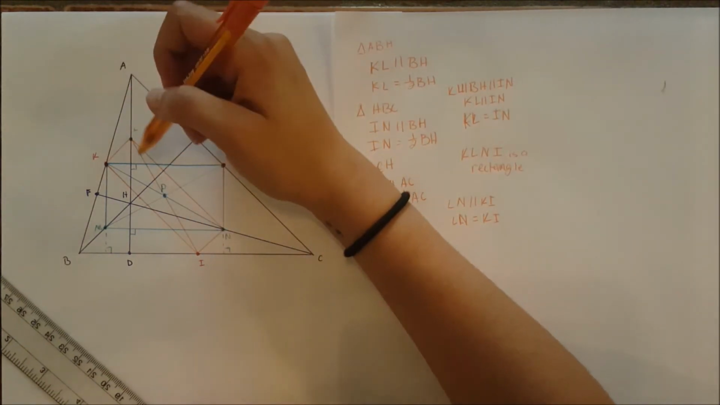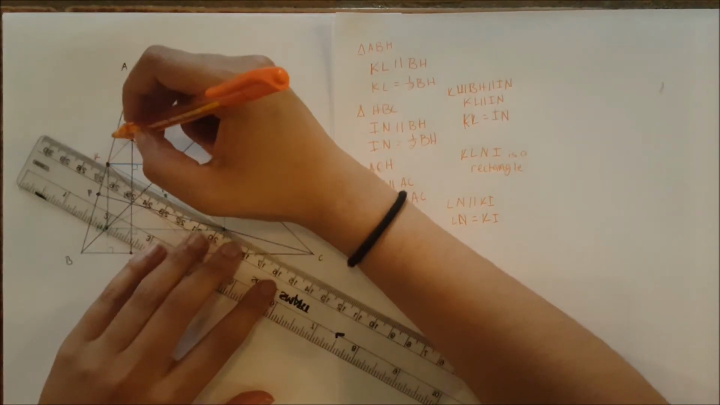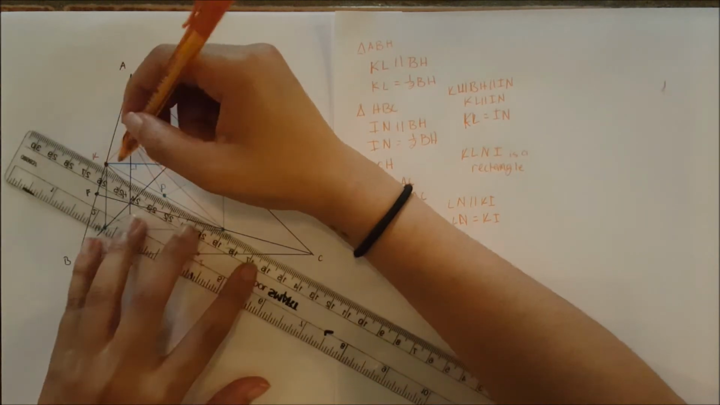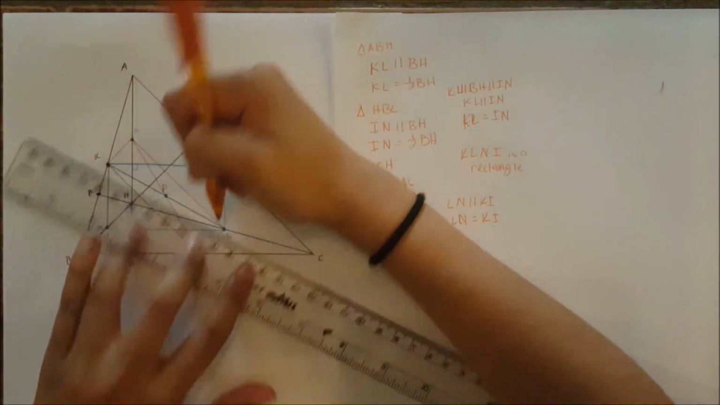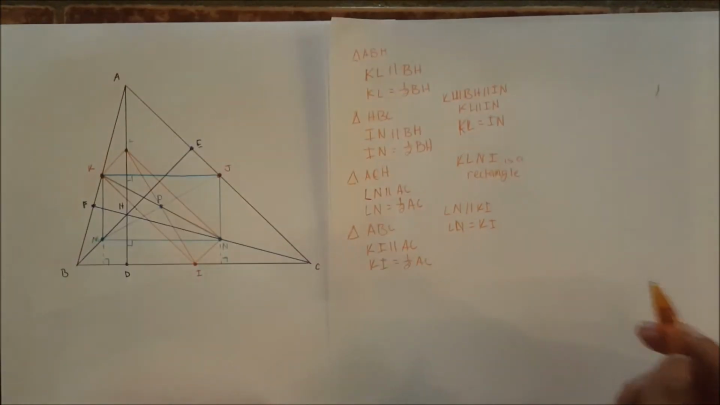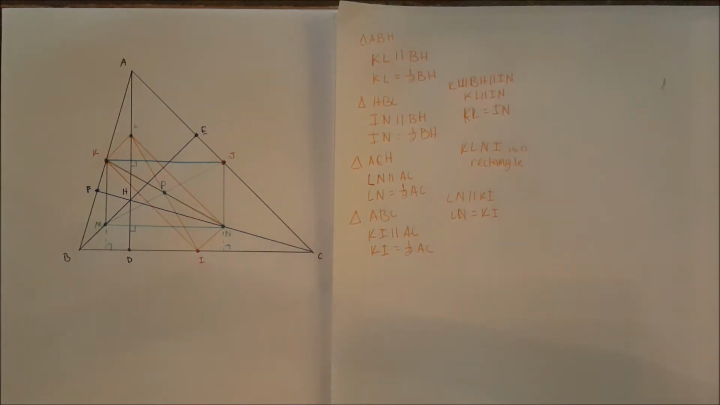And we can see that rectangle KLIN shares a common diagonal with KJNM. So since they share a common diagonal, the diameter is the same for the circle, meaning they lie on the same circle. So we proved that these 6 points all lie on the 9-point circle.